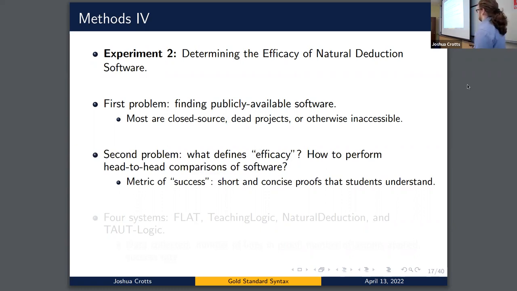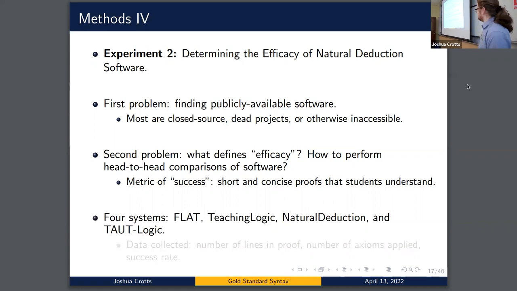And second, what does it mean for a system to be successful? Without student interventions, it's pretty difficult to define. So we used the metric of success being short and concise proofs that students can understand. If a proof is very long and unwieldy, they're not going to want to understand it, or they're not even going to try to understand it, most likely. The 4 systems we tested are FLAT, which is our system, a website called Teaching Logic, a Windows 10 application, Natural Deduction, and another website called Taught Logic.